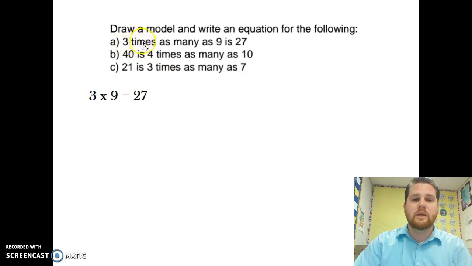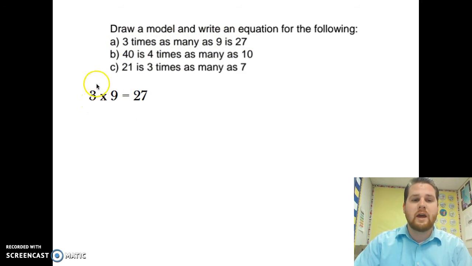It would be 3 times as many as 9. And then they already gave us our product, so we don't have to solve for it. Our product is 27. They gave us the product because they just want you to understand how to write the equation to go along with this comparison sentence.